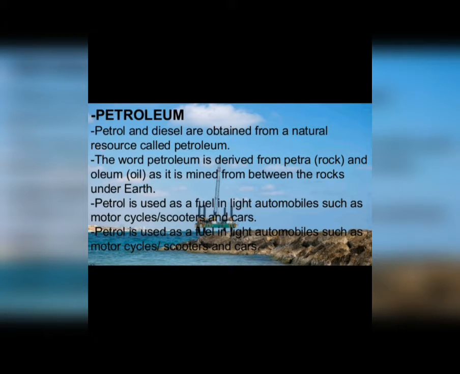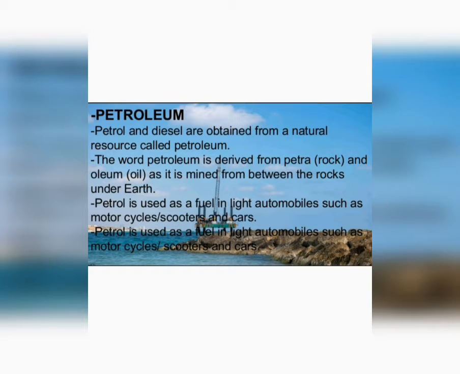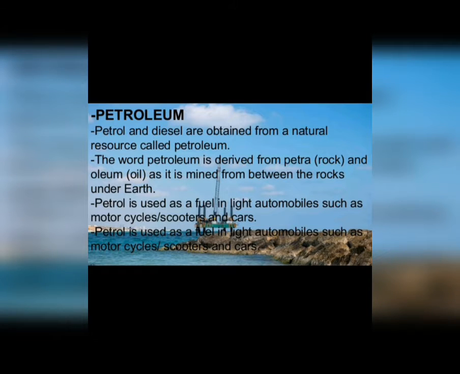Students, petroleum is a dark colored, thick crude oil that is found deep under the earth, under the ground in certain areas. It has an unpleasant odor. The name petroleum means rock oil, because petra means rock, and oleum means oil. It is called petroleum because it is found under the crust of the earth, trapped in rocks.